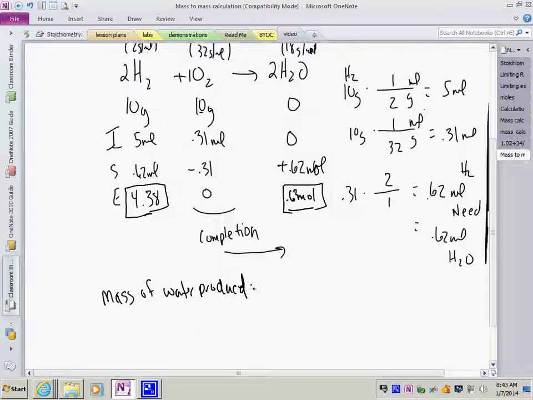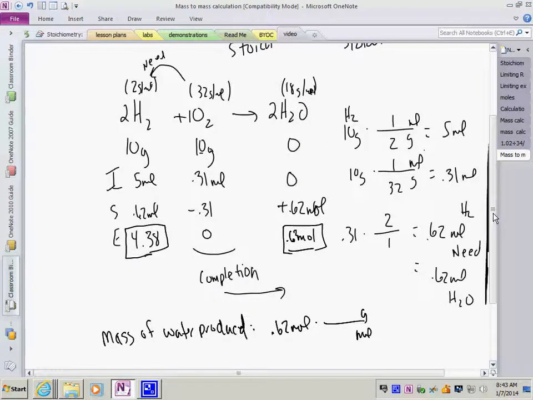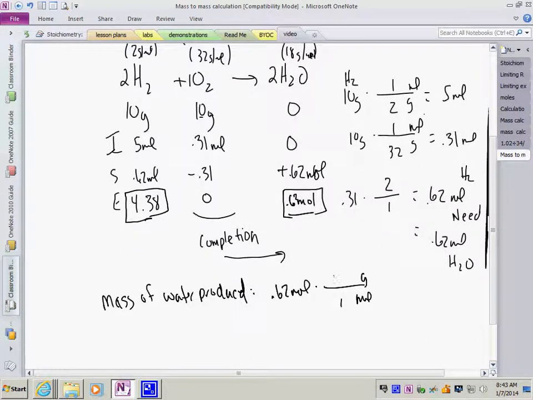All right. So it's going to be 0.62 moles, dot line, get rid of moles, and go to grams. Again, I'm using molar mass. The molar mass is 18 grams per mole. And I would go 1 mole, 18 grams, so now I'm multiplying rather than dividing. 0.62 times 18 equals 11.16 grams.